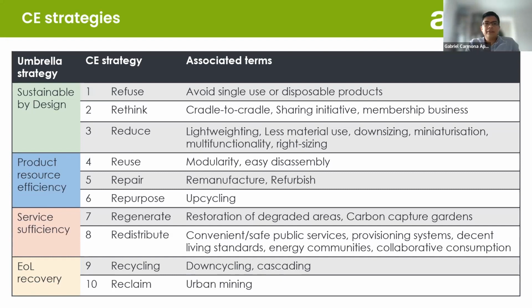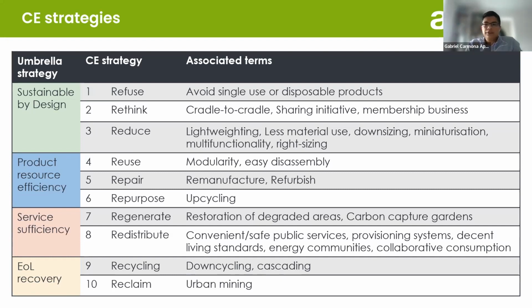So the second category of strategies are those called product resource efficiency, which includes reuse through modularity or easy assembly, repair, which also considers remanufacturing and refurbishment, and repurposing, which normally is linked to how can I upcycle that product, which means at the end of life of that product, rather than decrease the quality of the material, how can I maintain it or in fact improve it?